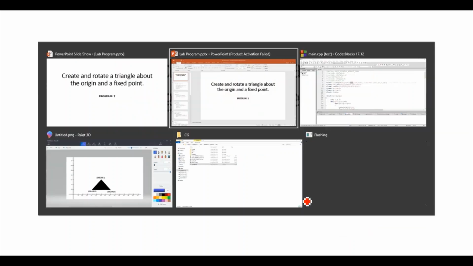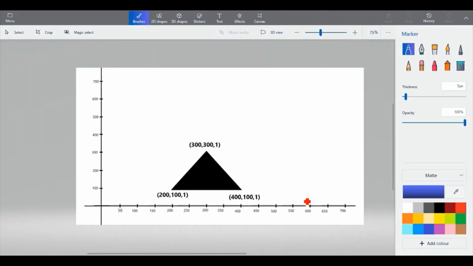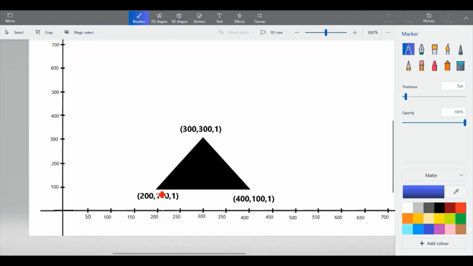So before that, this is an example triangle that I'm considering in my program. Though this is 2D, since I'm considering homogeneous coordinates, I am considering the third homogeneous coordinate also, and I am keeping it at 1. Now this is 200 comma 100, this is 400 comma 100, and this is at 300 comma 300. This will be our original triangle, and we would want to rotate it around the origin as well as around the fixed point.